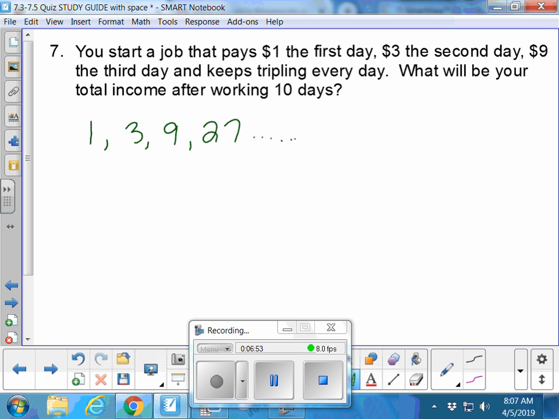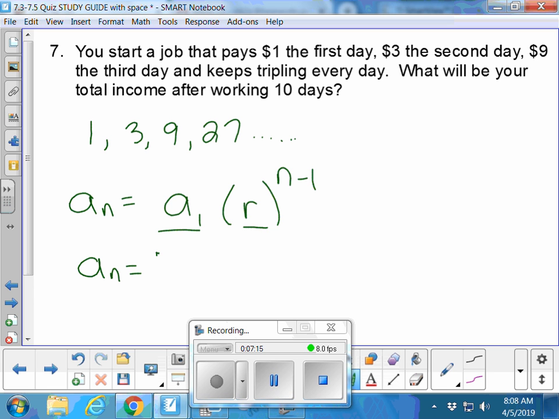Geometric, because we're multiplying by 3 every single day. So I can write myself a geometric formula pretty easily. The geometric formula is on the board, up here at the top. It kind of looks like this, where it's your job to put in A1 and R. So what would A1 be? 1. What would your R value be? 3. And then N minus 1.